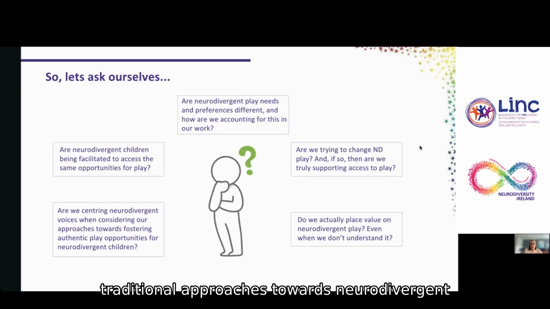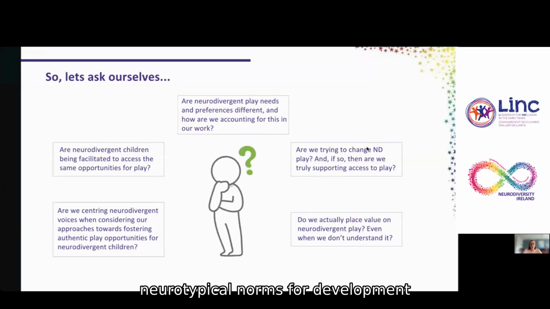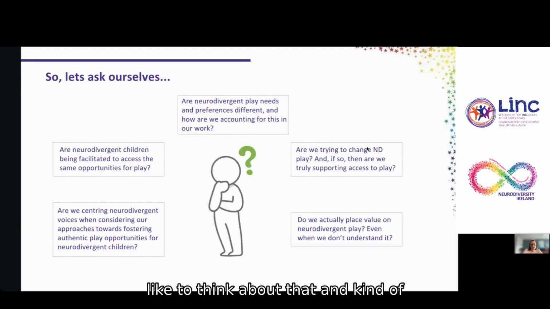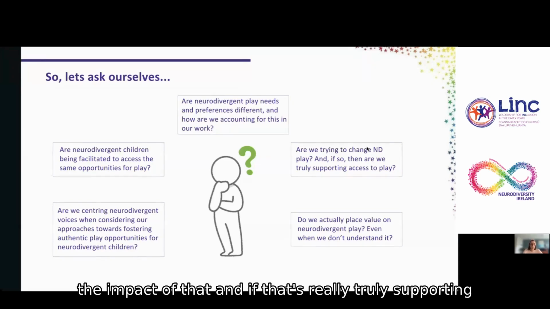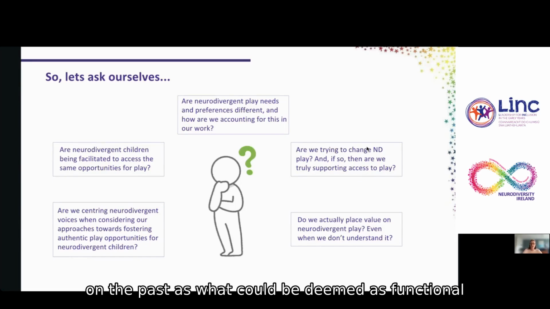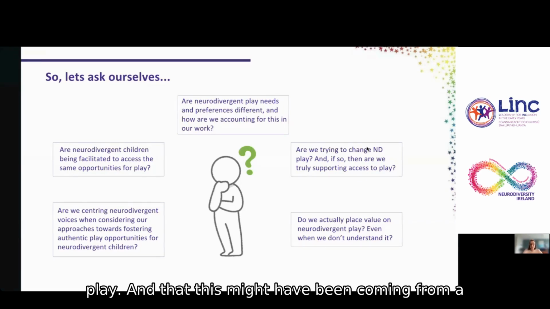And I suppose traditional approaches towards neurodivergent children and their play may typically have been aimed towards altering that play to appear more neurotypical, and to meet those neurotypical norms for development and age expectations. But I would really like to think about the impact of that, and if that's really truly supporting play for neurodivergent children. We've maybe been a little bit overly focused in the past on what could be deemed functional play, and this might have been coming from a good place.